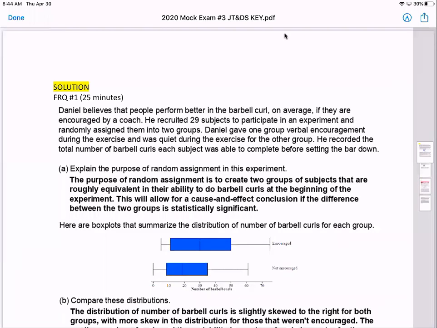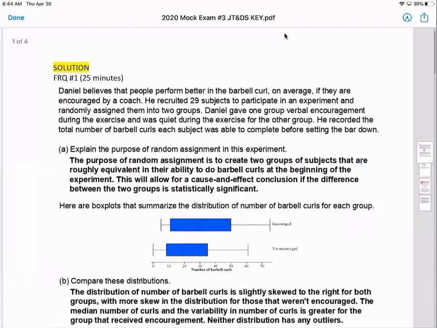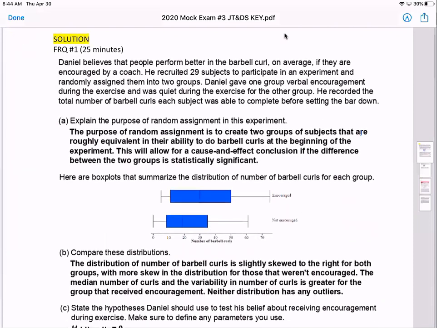Mr. Anchor here, looking at the 2020 mock exam number 3, written by our textbook authors, Daren Starnes and Josh Tabor. Thank you to them. So this was the longer question, 25 minutes. Hope you're timing yourself to practice that timing and get a sense for how long these things might take.